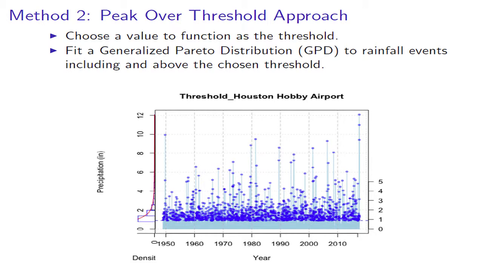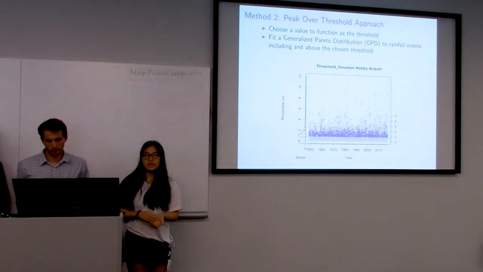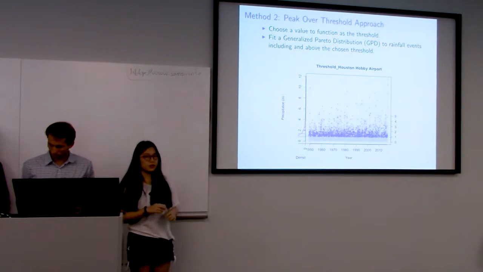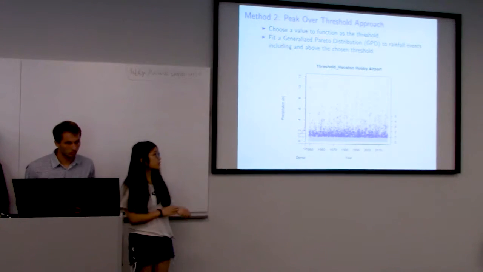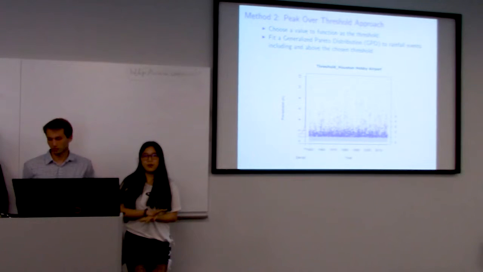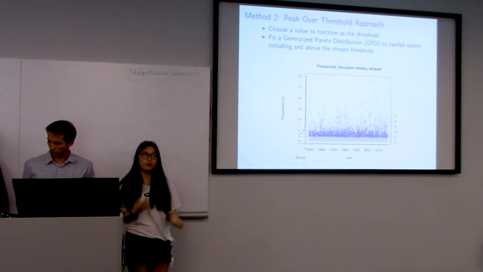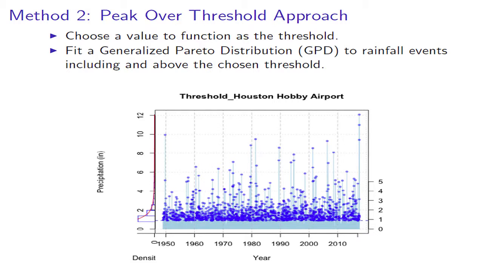There are majorly two steps in this procedure. The first one is that we want to choose a value to function as the threshold. The second one is that we want to fit the generalized Pareto distribution to rainfall events at and above the chosen threshold. But it is quite difficult to choose the best threshold for each individual location. So in our research, we simply chose the 95th percentile for each location as its own threshold.